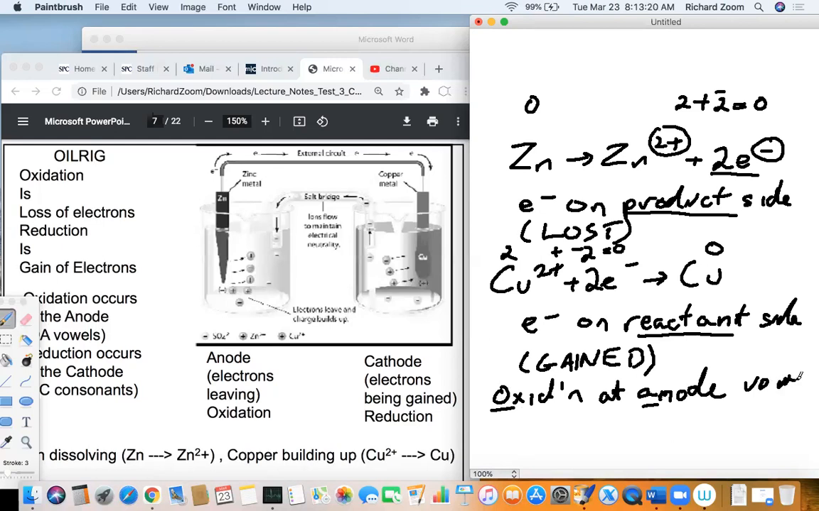So that helps you remember that. And reduction occurs at the cathode. Now, when we're talking about these, again, we're just talking about the bits of metal stuck in the solution here. And you'll see that R and C are both consonants. So that's how you can remember that oxidation occurs at the anode and reduction occurs at the cathode.